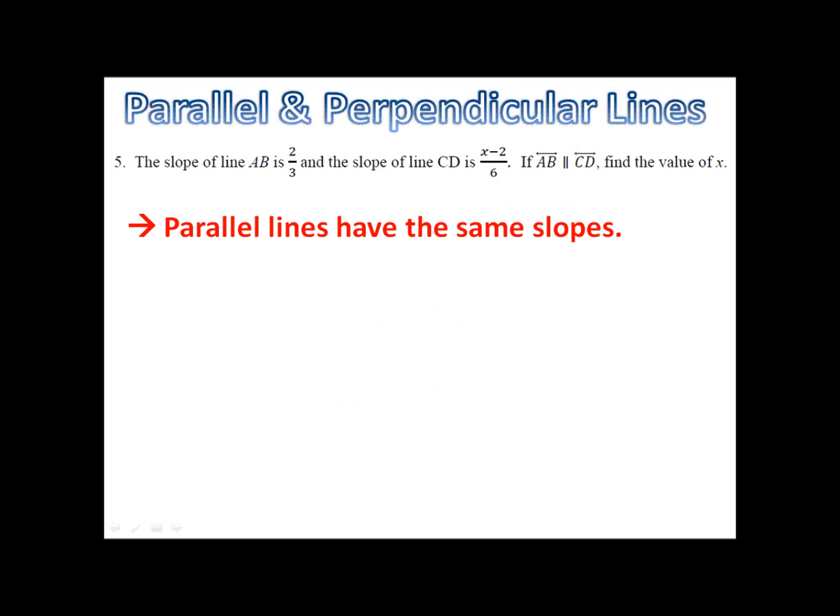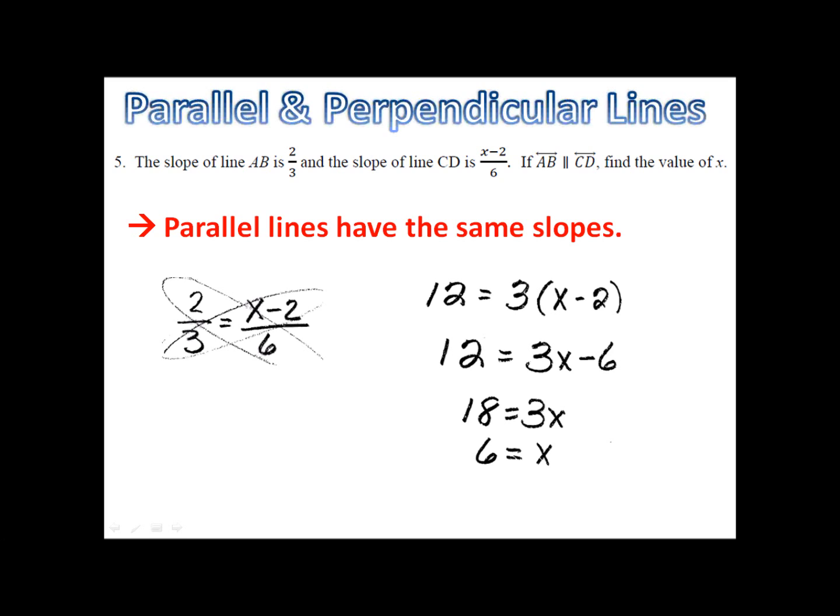Example 5 is probably the most interesting of them all. We have the slope of line AB, it's 2 over 3, and the slope of line CD is x minus 2 over 6. The lines are parallel, so we know they have the same slope. So the slope's 2/3, and x minus 2 over 6 must be equal. Having one fraction on each side of the equal sign, we have a proportion, so we can cross multiply. 6 times 2 is 12, and we have 3 times x minus 2. Go through and solve, and we get x equals 6.